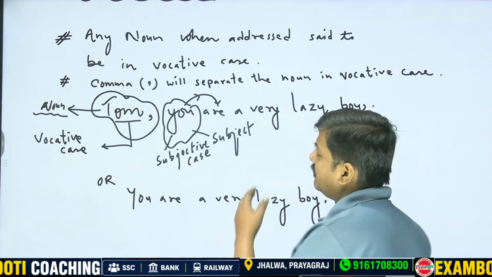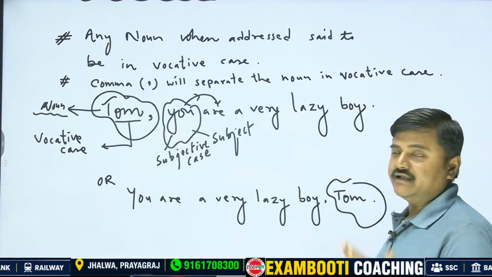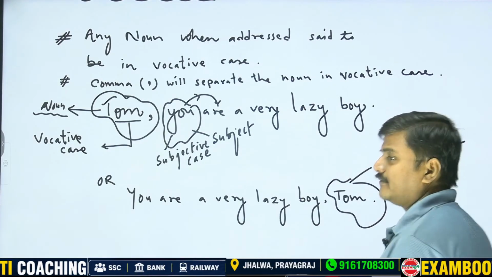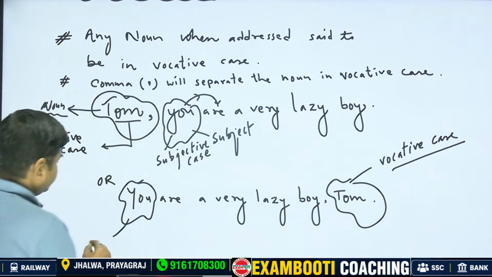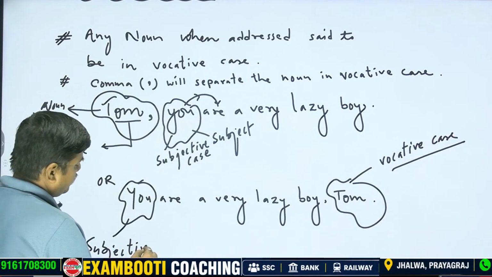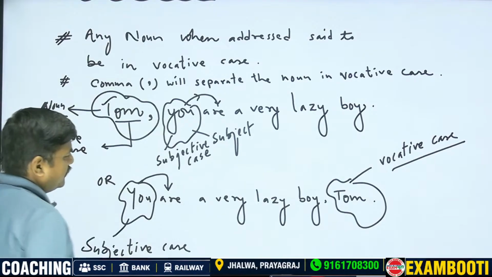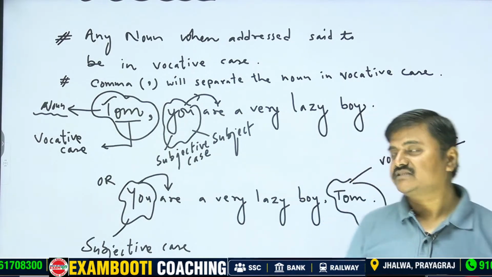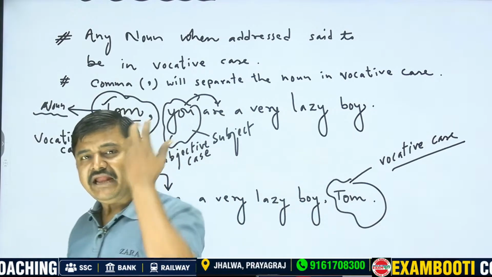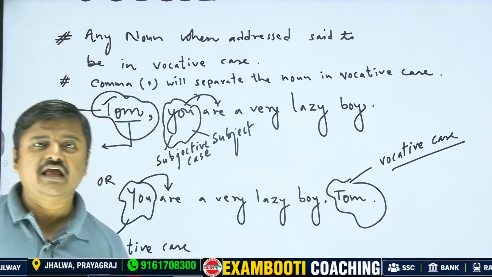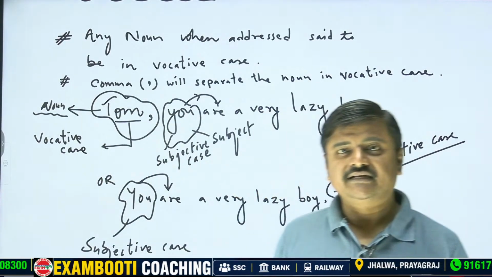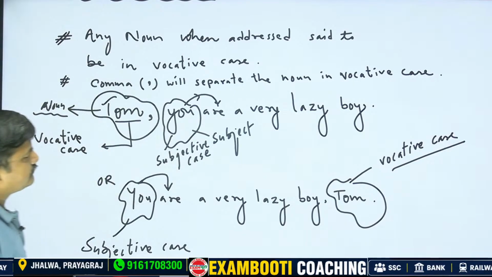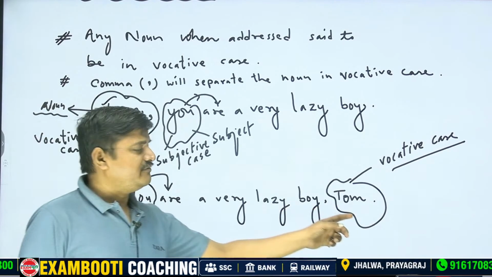Tom can be written in the beginning of the sentence and in the end as well. Tom is in vocative case. This you is in subjective case. Obviously, the verb is used according to the subject. Just think about it, contemplate it, ponder over it, and you will have a very clear picture of all the things. All the panorama around it will be vividly clear to you. So Tom is in vocative case.